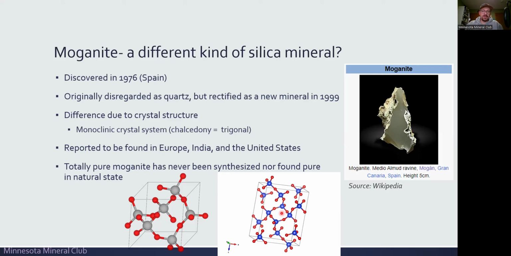So they both have trigonal symmetry, but quartz belongs to the hexagonal lattice, making the difference with the monoclinic crystal structure of moganite compared to quartz. There have been instances of moganite found in Europe, India, and also the United States. However, a totally pure moganite has never been found or synthesized in the natural state.